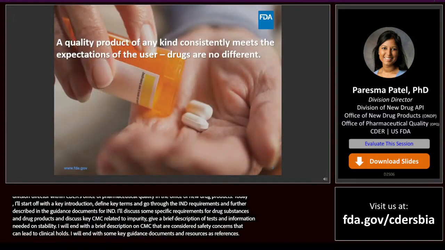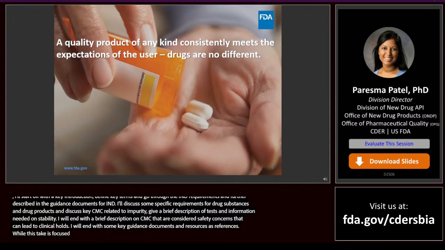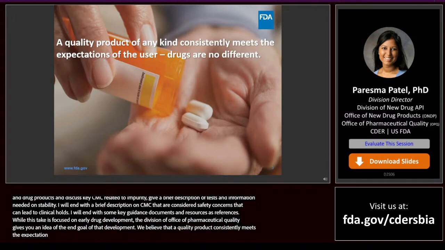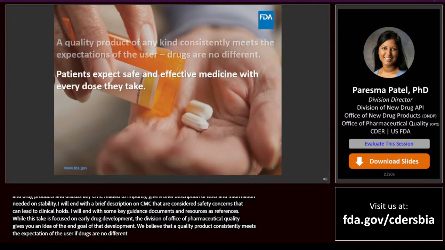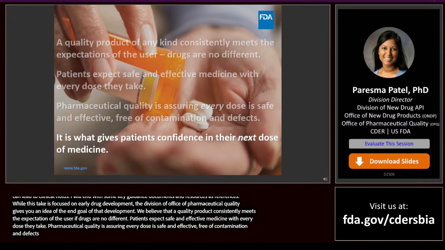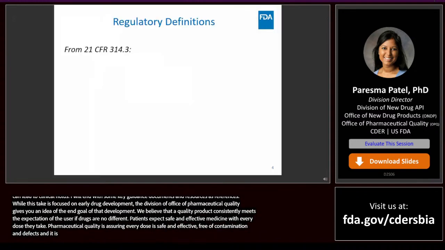While this talk is focused on early drug development, the vision of the Office of Pharmaceutical Quality gives you an idea of the end goal of that development. We believe that a quality product of any kind consistently meets the expectation of the user, and drugs are no different. Patients expect safe and effective medicine with every dose they take. Pharmaceutical quality is assuring every dose is safe and effective, free of contamination and defects, and it is what gives patients the confidence in their next dose of medicine.